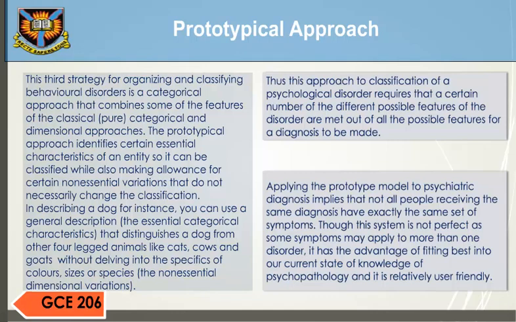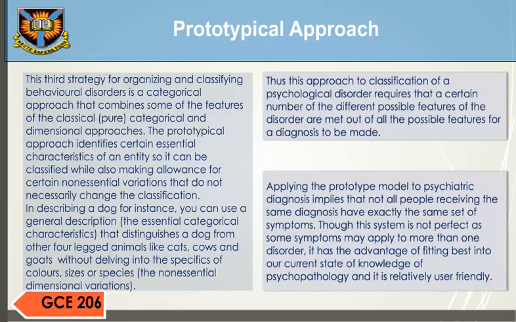In describing a dog, for instance, you can use a general description, the essential categorical features that distinguish a dog from other four-legged animals like cats, cows, goats, without delving into the specifics of colors, sizes, or species, the non-essential dimensional variations. Thus, this approach to classification of psychological disorder requires that a certain number of the different possible features of the disorder are met out of all the possible features for a diagnosis to be made.